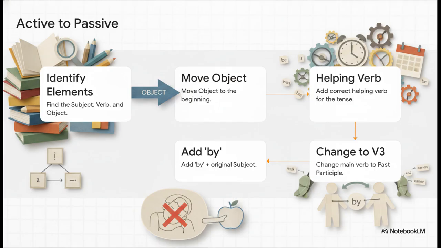Now, a really crucial reminder here, guys, only transitive verbs can undergo this transformation. That means your verb absolutely must have a direct object to move to the front. You can't passivize a sentence like he sleeps because, well, there's no object receiving the sleeping.